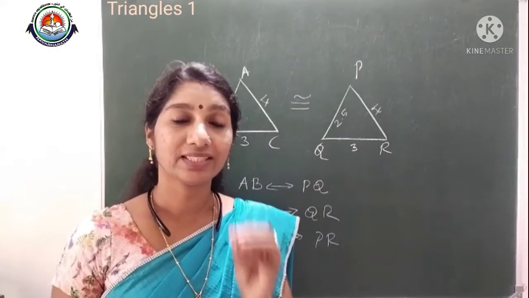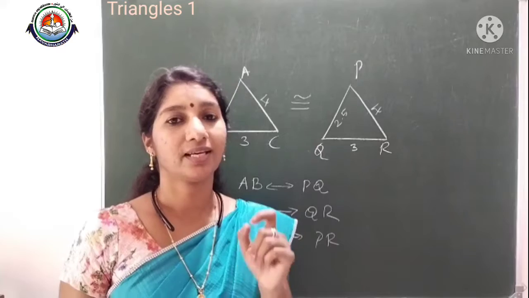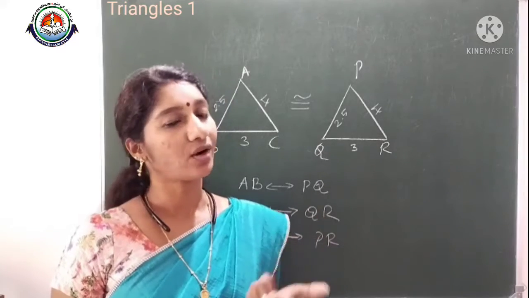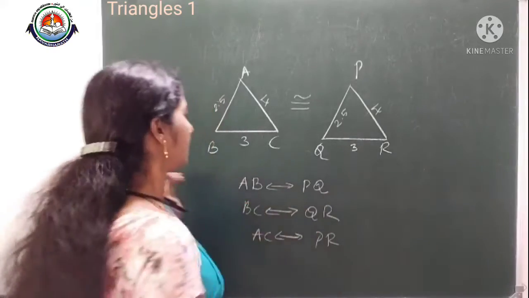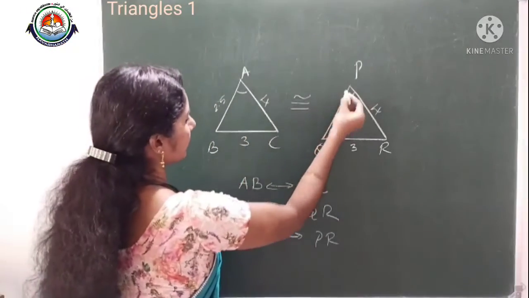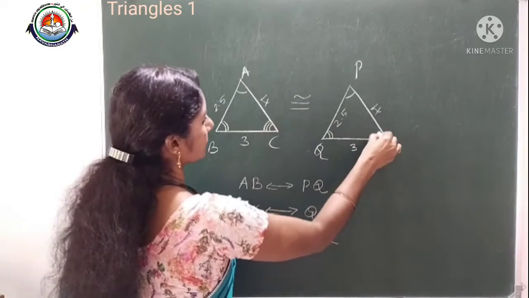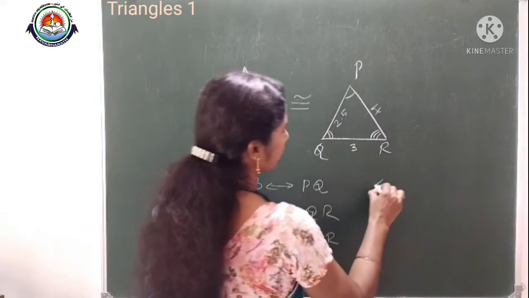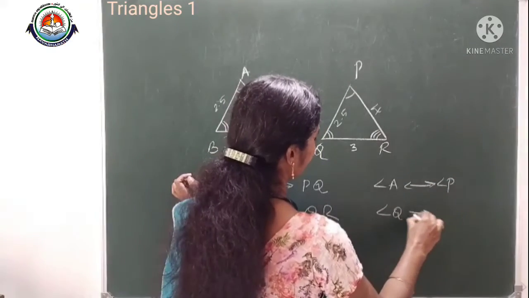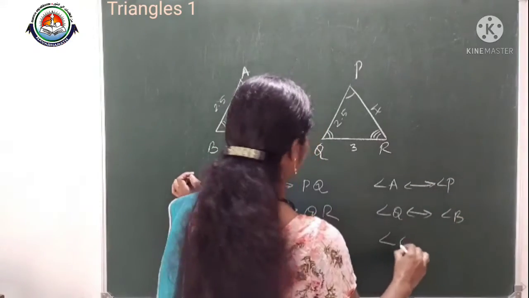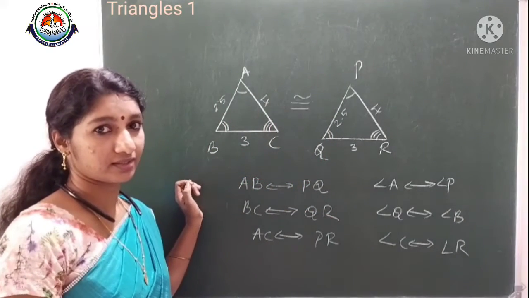So to check whether they have the same size and same shape, we need to check their angles and their sides. We got that their sides are equal, and of course their angles should also be equal since they are congruent. So angle A is equal to angle P, angle B is equal to angle Q, angle C is equal to angle R. That means angle A corresponds to angle P, angle B corresponds to angle Q, angle C corresponds to angle R. See, these are the correspondences of the triangle.